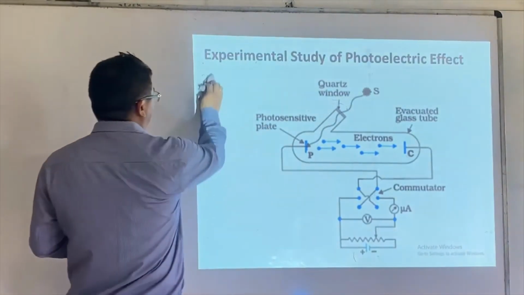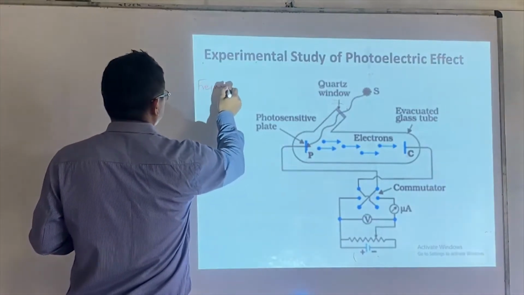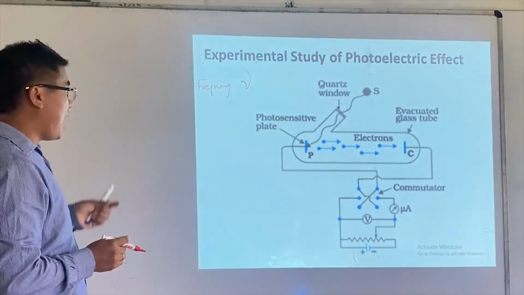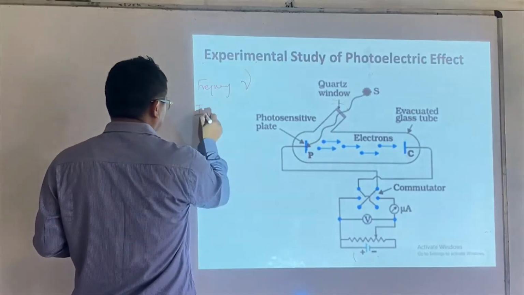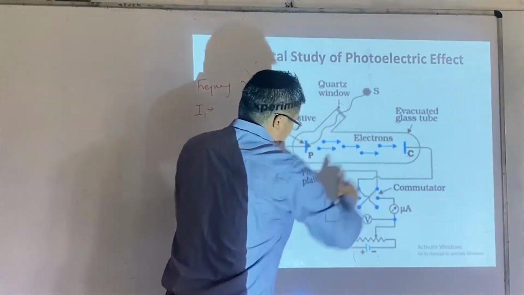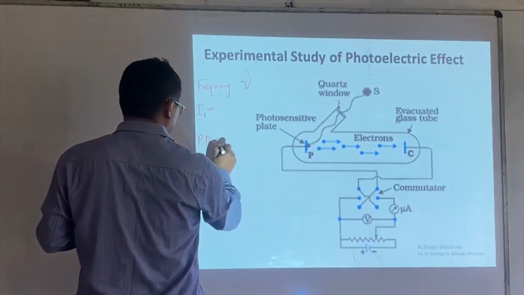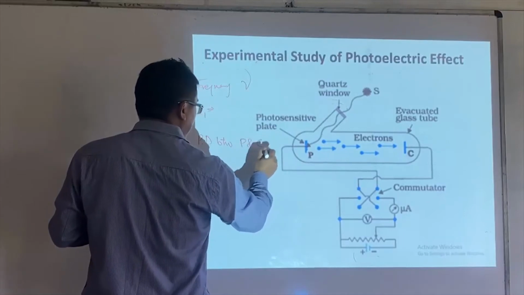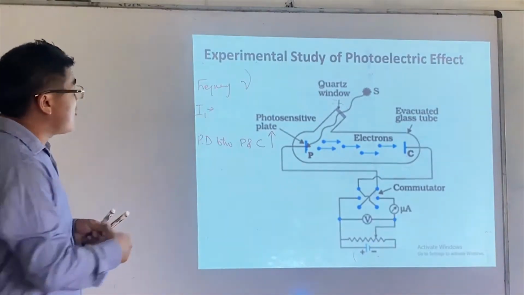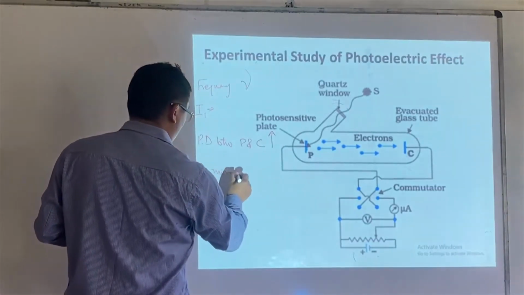I'm going to use one frequency of light, and I'm going to use the first intensity, intensity number 1. For intensity 1, I'm going to increase the potential. As the potential difference between P and C increases, what we found is that more and more current is found. It increases, more photocurrent.